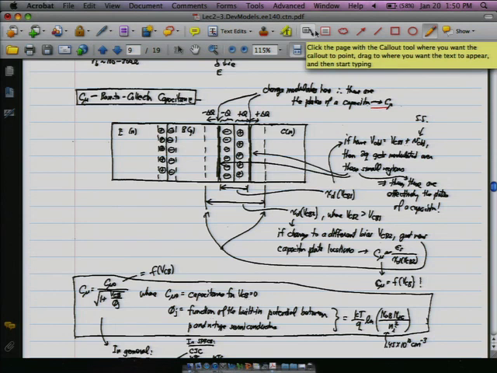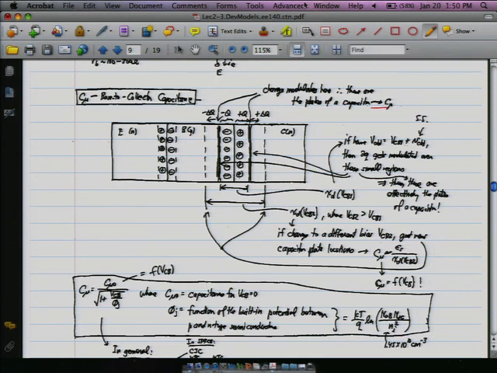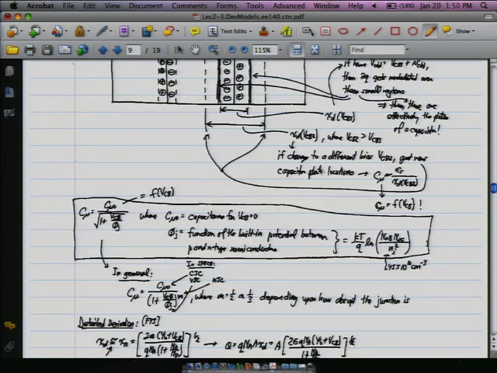All right, so that's basically the gist of that. The rest of it is just some formalisms.